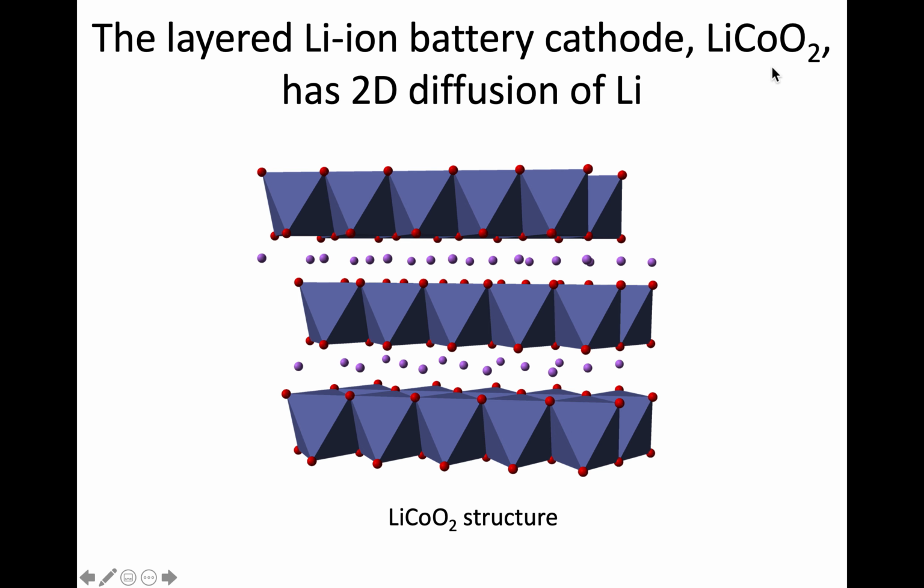Most of the new cathodes are this layered structure, but they may have more than cobalt. They may also have nickel and manganese and so forth. So they tend to be a little bit more complex, but they're still typically based on this layered structure because the diffusion and the charge rates are so fast.